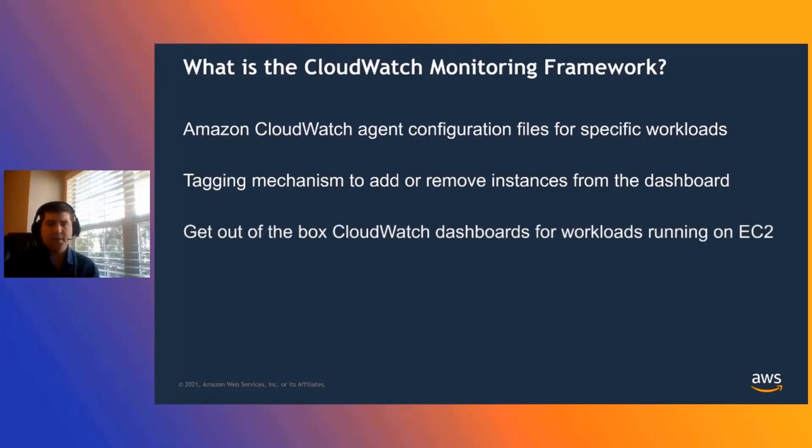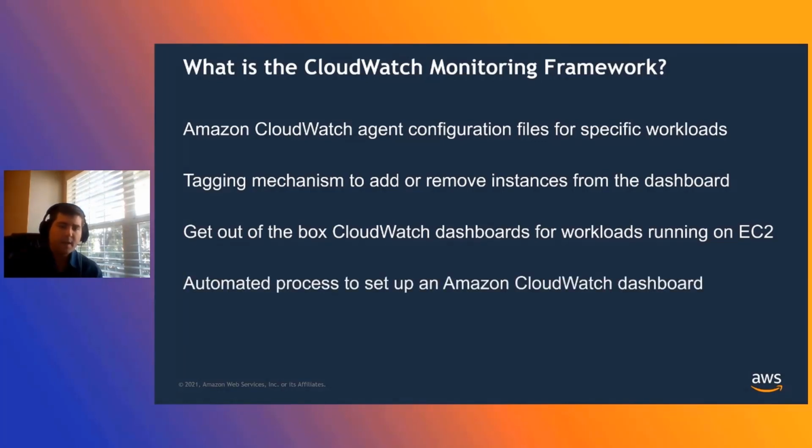But it's also giving us a few other things. It's an out-of-the-box CloudWatch dashboard for workloads running on EC2, similar to what I mentioned earlier. And then it's also an automated process to set up a CloudWatch dashboard. This is the solution we'll be walking through today, and specifically how using a framework like this could help with improving operational excellence when operating on AWS.